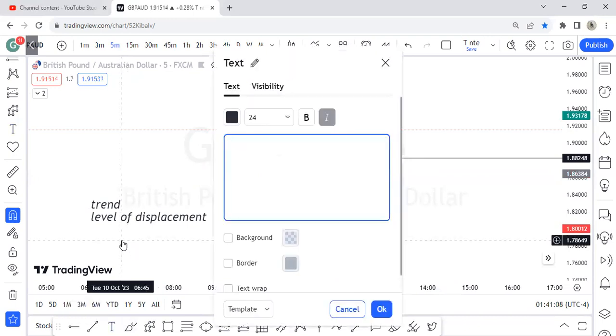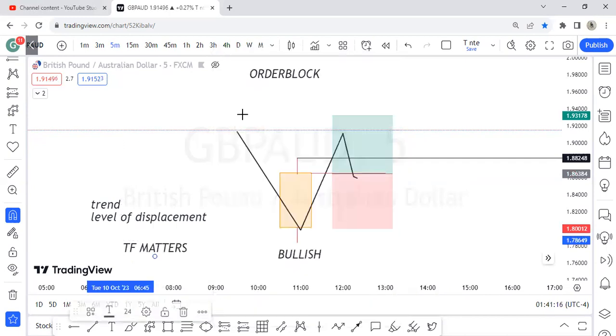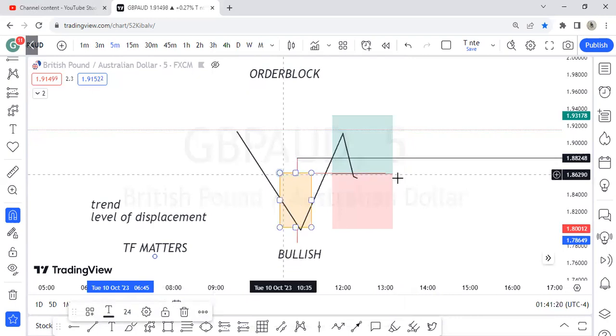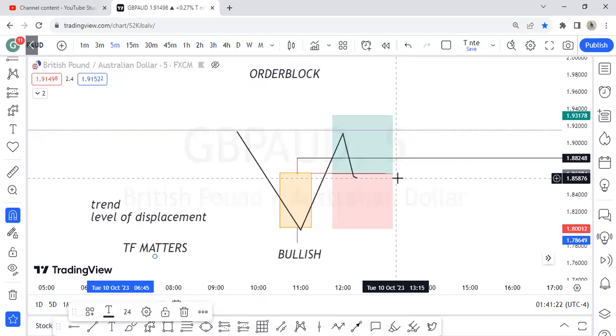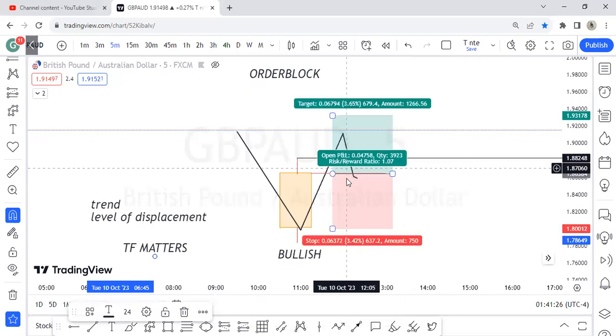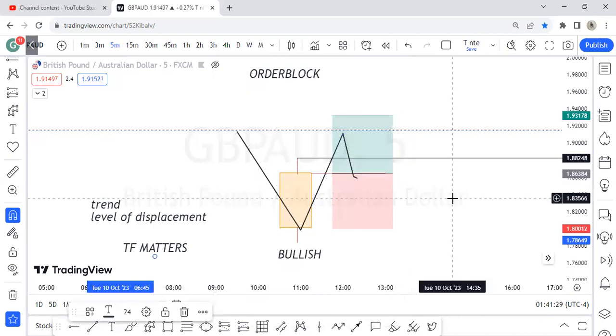So notice that the order block is time frame dependent. So time frame matters when trading an order block. Is it at a daily chart or a 5 minute chart? For a higher time frame, I repeat, for a bigger time frame like a daily, 4 hour, weekly, we don't trade the order block this way. Wait for the market to give us a lower time frame confirmation. For a lower time frame, we can simply play an order block directly.